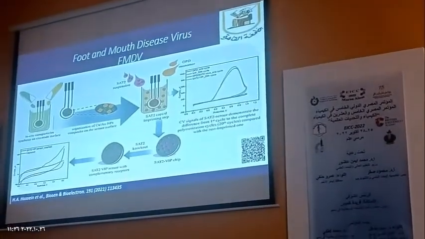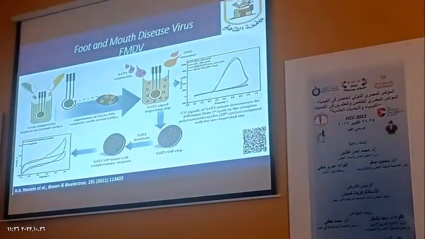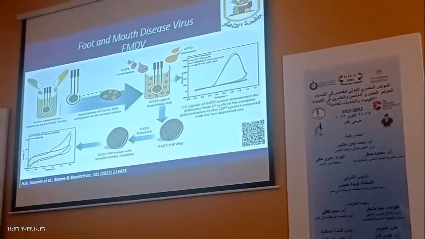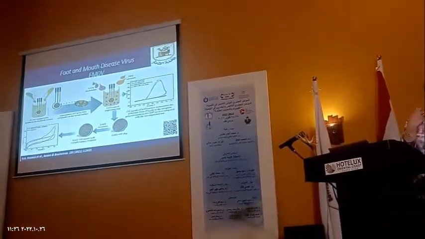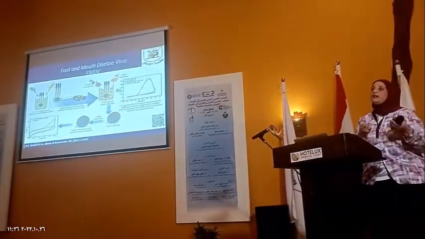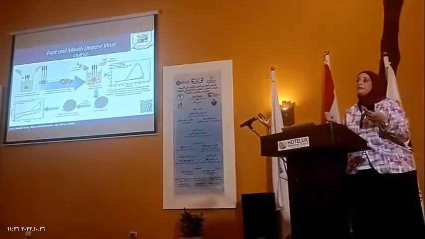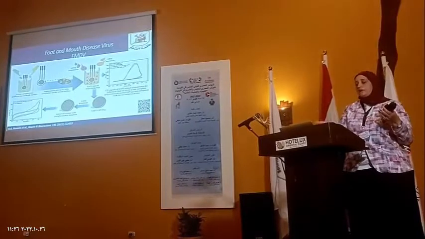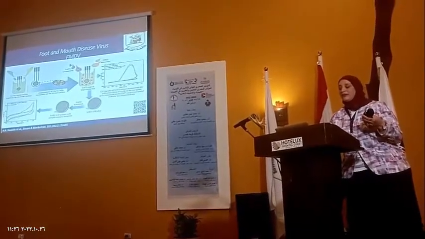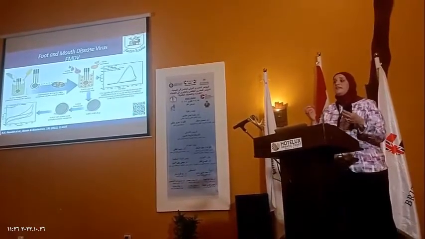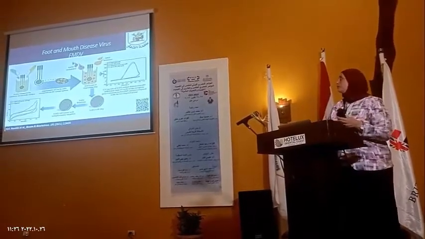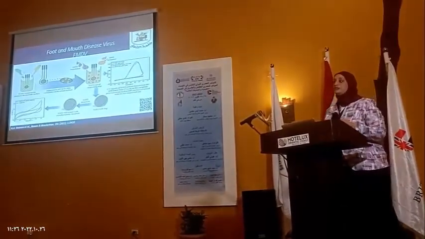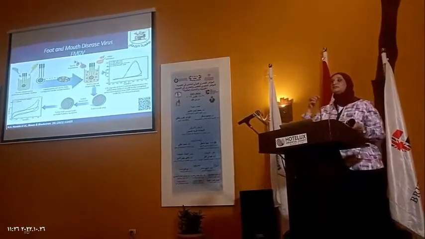Foot and mouth disease, الحمى القلعية. In Egypt we have a lot of farms that were infected with الحمى القلعية, and in order to diagnose it, you have to do an ELISA testing that takes around 24 hours. And foot and mouth disease is a very fast propagating virus that can infect the whole farm within a few hours.